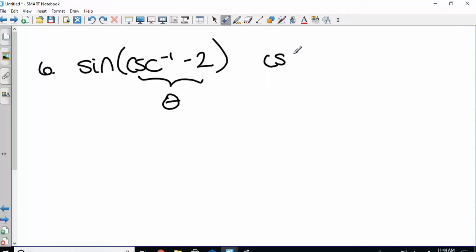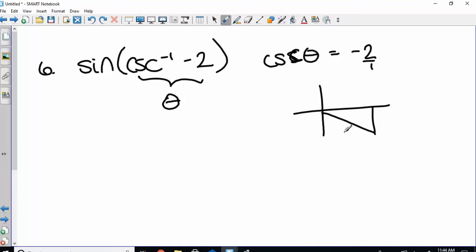This means that cosecant of theta is negative 2. So cosecant inverse could be in quadrant 1 or 4, but this was negative, so it's quadrant 4. Okay, this is like negative 2 over 1. Cosecant is hypotenuse over opposite. The hypotenuse has to be positive, so this is my negative 1. So will this side be positive or negative? Positive, because you went to the right.